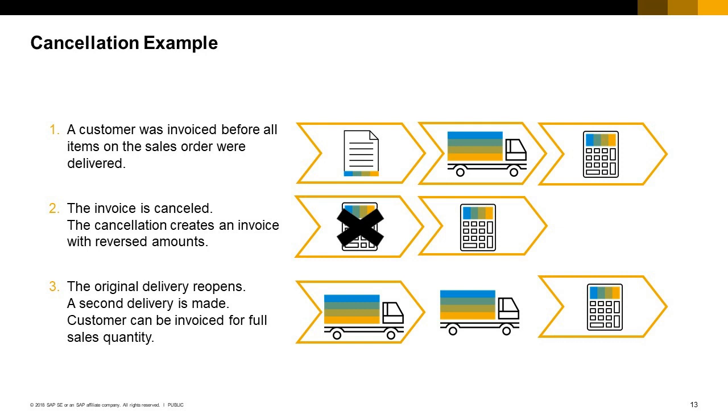To resolve the customer's complaint, the invoice is cancelled. The cancellation creates an AR invoice with reversed amounts. The original delivery reopens. A second delivery is made. Now, because the full quantity is sent, the customer can be invoiced for the full sales quantity.